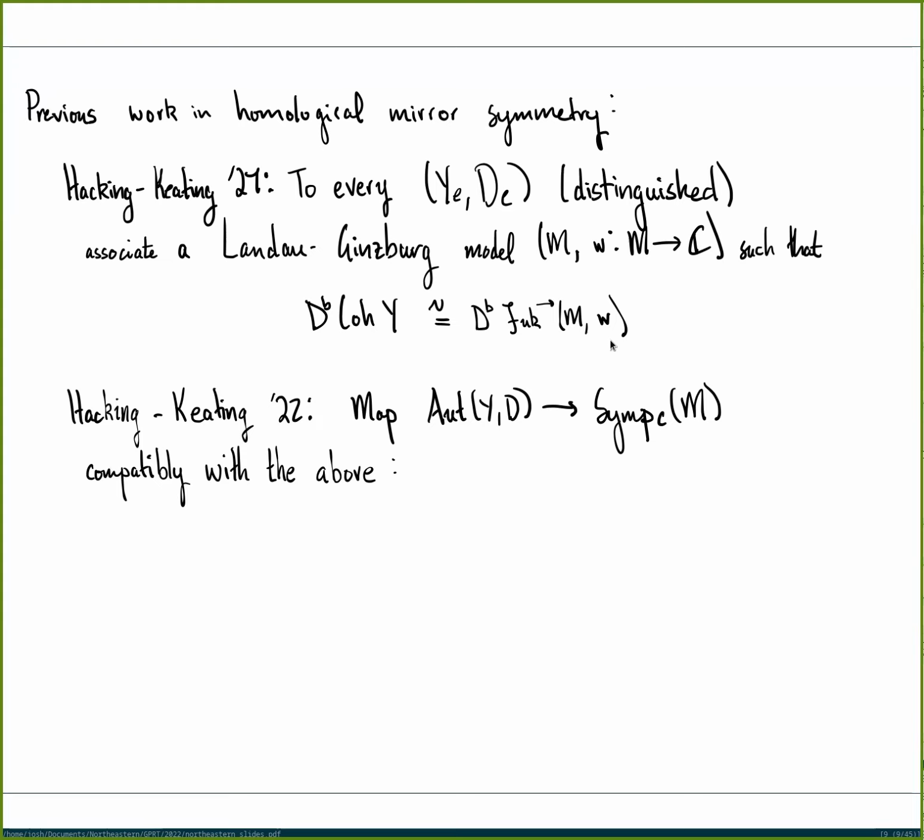You just want to think that this has coherent sheaves on Y, and then this has objects. So the objects are coherent sheaves on Y, and the objects of this are equal to Lagrangians in M, obeying certain boundary conditions. But that's the A to B symmetry there.